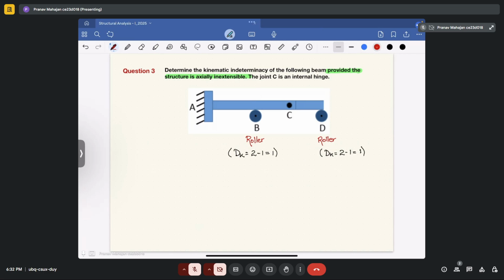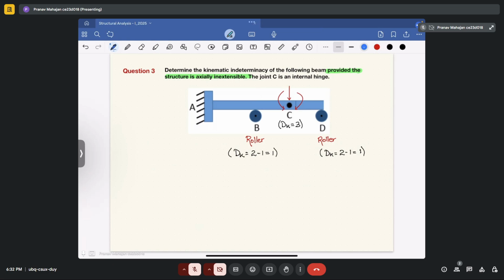Now, if I talk about this internal support or internal hinge, in this you will be having one force due to shear, one force due to clockwise moment, and one due to anti-clockwise moment. So in this case, due to internal hinge, your degree of kinematic indeterminacy will come out to be 3.